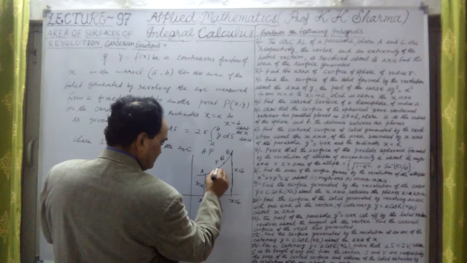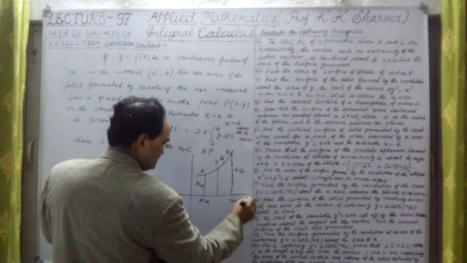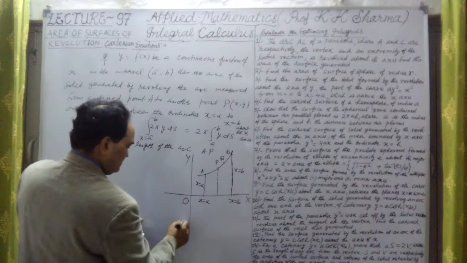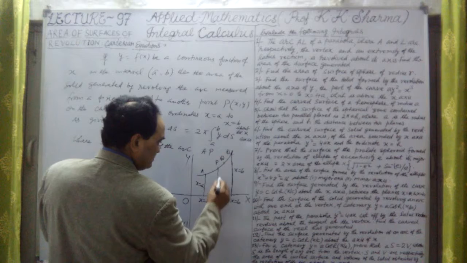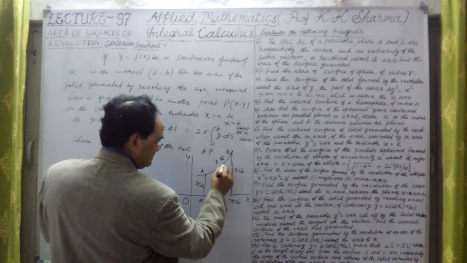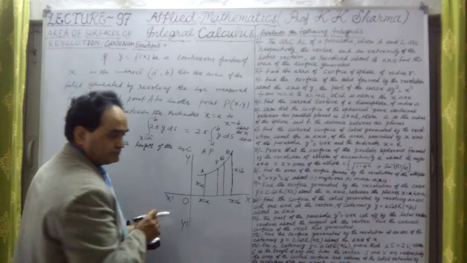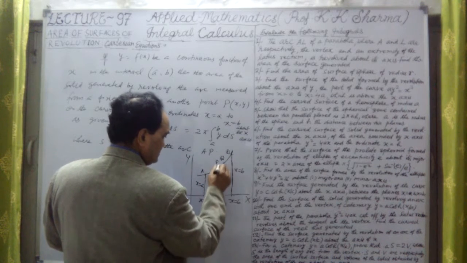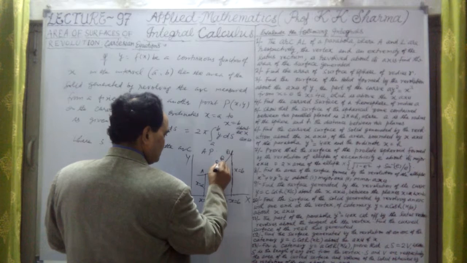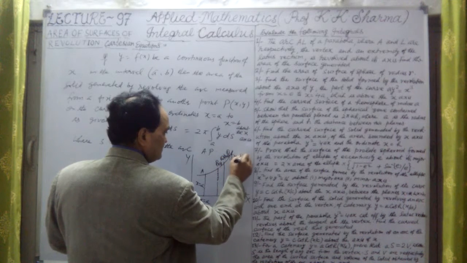And if I draw a perpendicular from P to the x-axis, this is the x-axis, this is the origin O, this is the y dash axis, and this is x dash. Now let me take these points as P and Q. I have taken an elementary strip, where P and Q are two neighboring points. The coordinates of P are x and y, and the coordinates of Q are x plus delta x and y plus delta y.